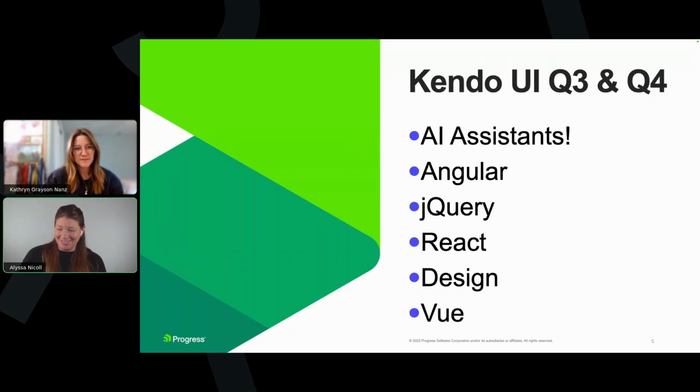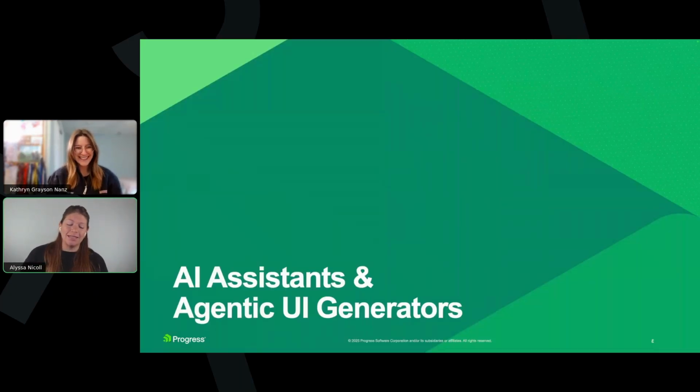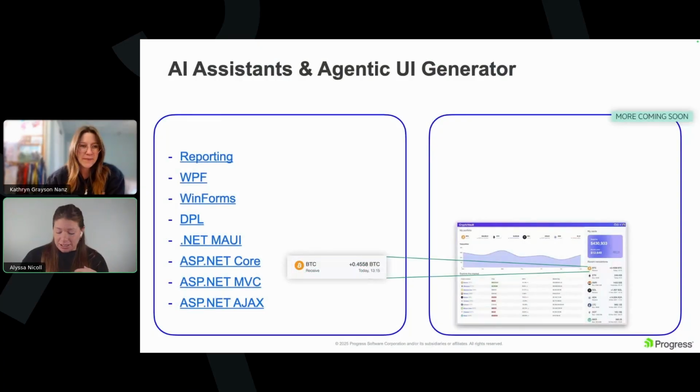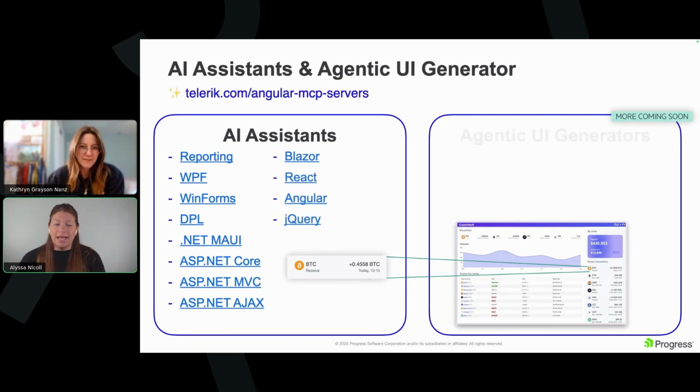section called AI Assistants. And it covers not only our new AI assistants for some products, but also our Agentic UI generators for others. The AI assistants and the Agentic UI generator, it's kind of hard whenever you're looking at all of the newness that we have to differentiate between the two. So I made this quick slide to kind of encapsulate the two different groups of products here.